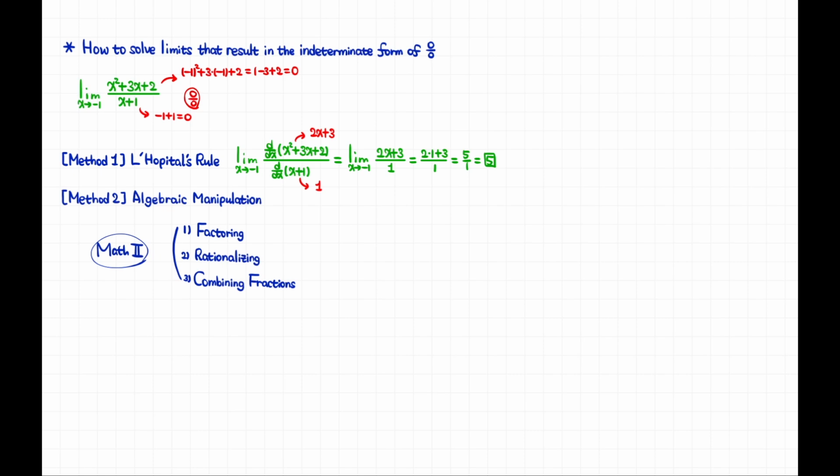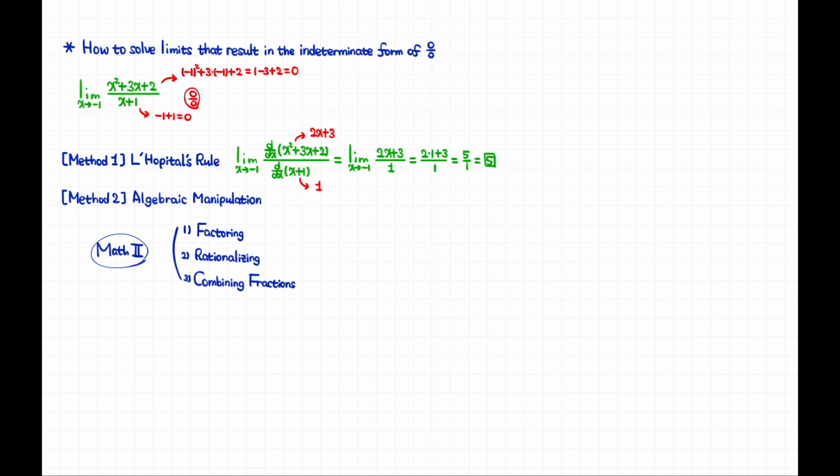If we were using L'Hopital's rule, that would usually happen automatically. So you differentiate like this, right? And plug in the value -1, and boom, you get a real limit value easily, easy peasy. But if we are using the algebraic manipulation method instead, then what we're really trying to do is this.